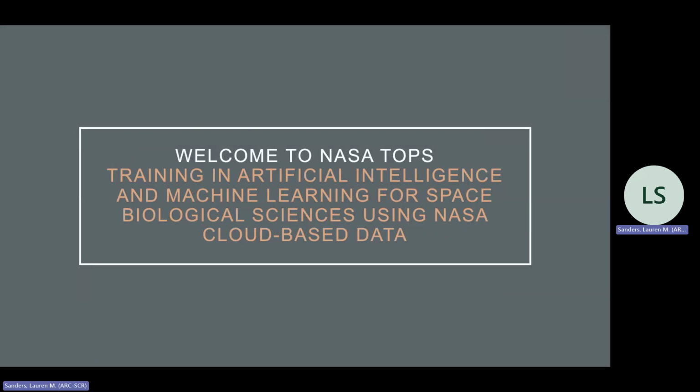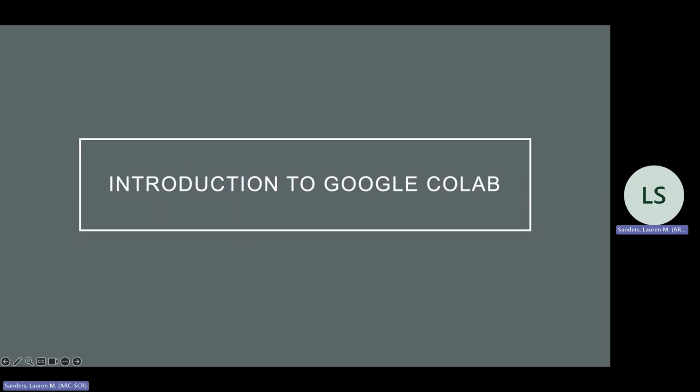Welcome to the NASA TOPS training in Artificial Intelligence and Machine Learning for Space Biological Sciences, where we're going to be using NASA cloud-based scientific data. We're going to start this lecture off with an introduction to Google Colab, because Google Colab is the platform we're going to be using for a lot of the coding and software and model training in this course.